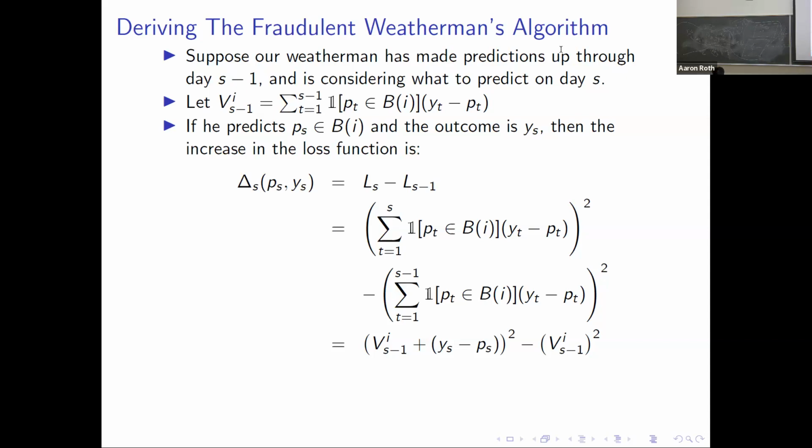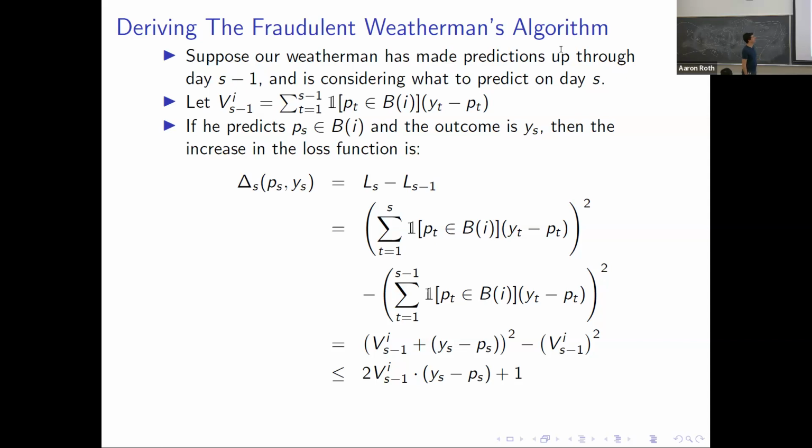Now this is something we can simplify a little bit, right? We can expand out this square, and what do I get? Well, there's going to be a V_I squared term that's going to cancel out with the one I'm subtracting off. And what I'm going to be left with is the cross term, 2 times my calibration loss in this bucket as of yesterday, times today's increase in calibration loss, y_s minus p_s.